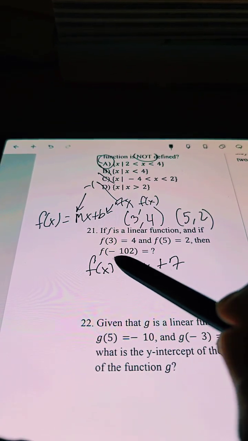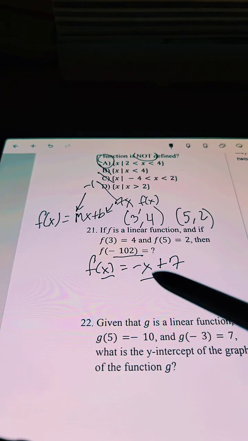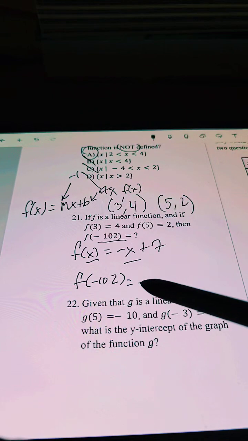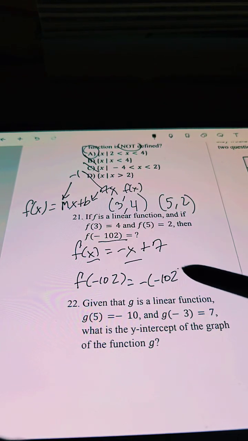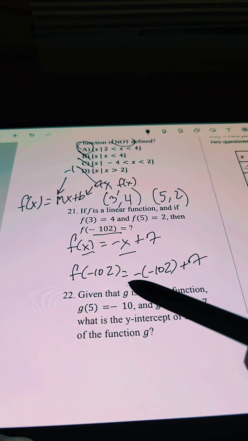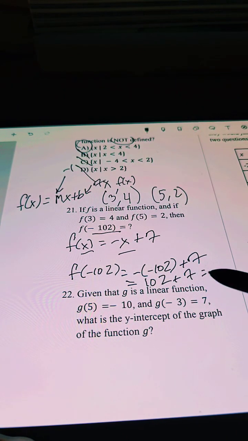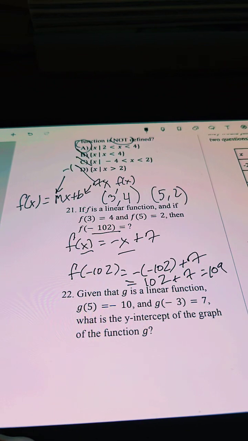Now that I have that, I can plug in negative 102 everywhere I see an x to find f of negative 102. So that would be the negative of negative 102 plus 7. So then negative of negative is a positive, so 102 plus 7. So that's going to be equal to 109.